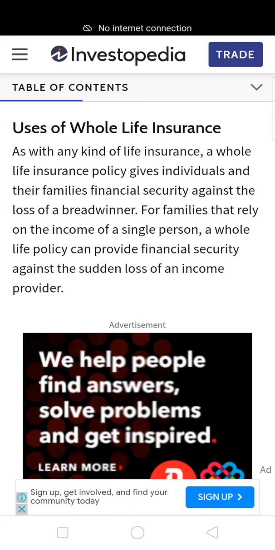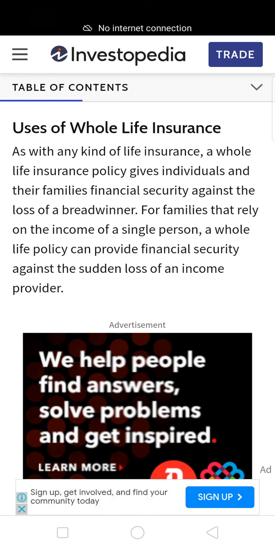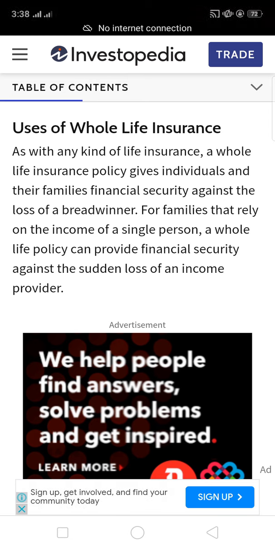Uses of whole life insurance. As with any kind of life insurance, a whole life insurance policy gives individuals and their families financial security against the loss of a breadwinner. For families that rely on the income of a single person, a whole life policy can provide financial security against the sudden loss of an income provider.